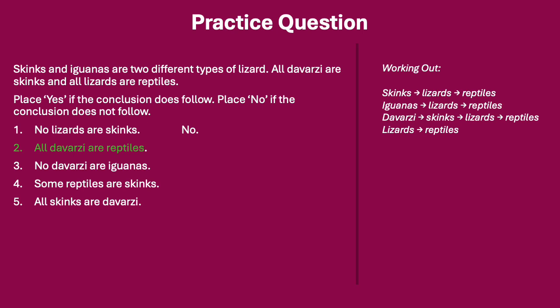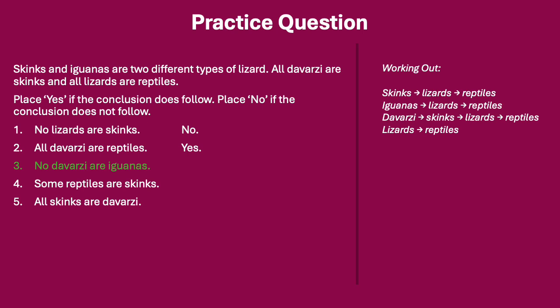What about this second one? All Divarsi are reptiles. What do we think about that? So if we just look at the Divarsi term in the working out, it does seem to agree with that second conclusion. Remember, when we go forward along the arrows, that means all. So all Divarsi are skinks, all skinks are lizards, all lizards are reptiles. And so indirectly we can say that all Divarsi are reptiles. So that is a yes.